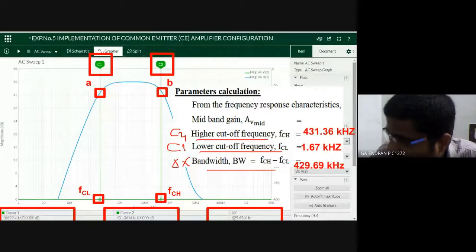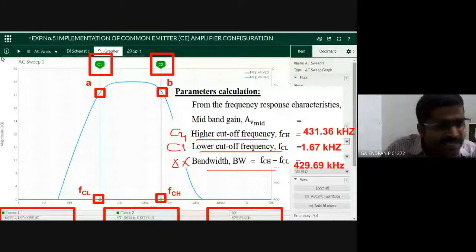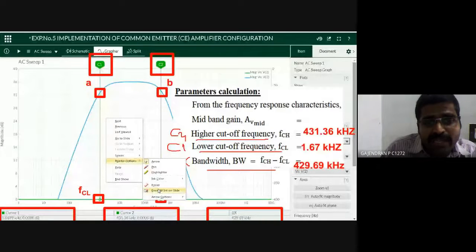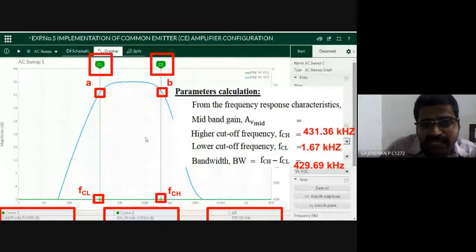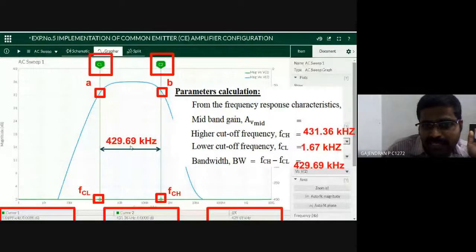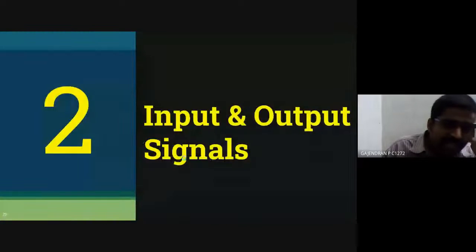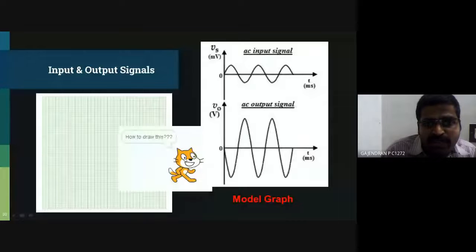With this, I am going to wind up. In the next lab class, okay, this is your bandwidth. Correct, sir? So try to finish up to this. If possible, try to find how to draw these waveforms.